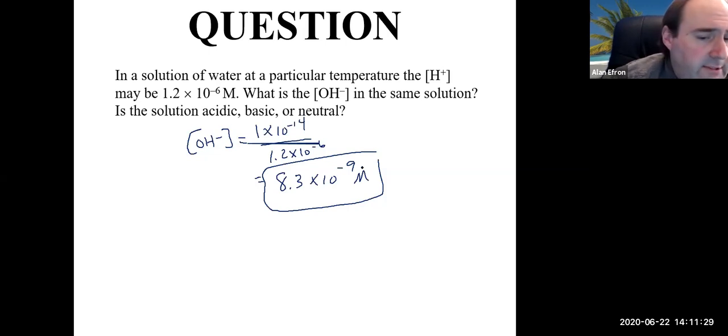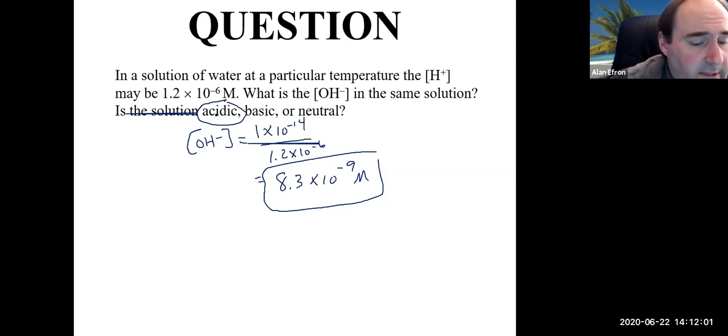Now, what we want to do is compare the concentration of H plus to the concentration of OH minus. And hopefully when you do that, you will see that it is the H plus concentration that is larger. So this would be acidic in this case. So it is going to be an acidic solution. Again, because the 10 to the minus 6 is a larger number than 10 to the minus 9.